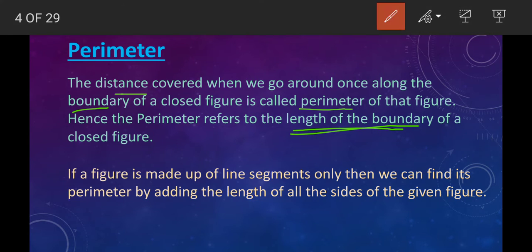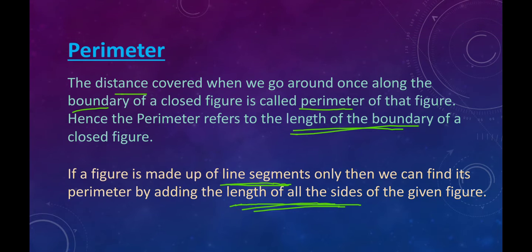Or you can say that if a figure is made up of line segments only, that is a polygon, then we can find its perimeter by adding the lengths of all the sides. If it is made up of line segments, then what to do? You just have to add all the sides of that figure to get the perimeter.